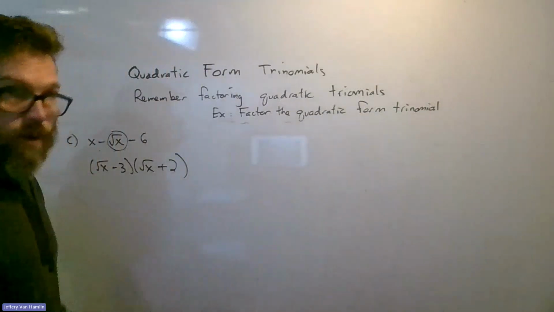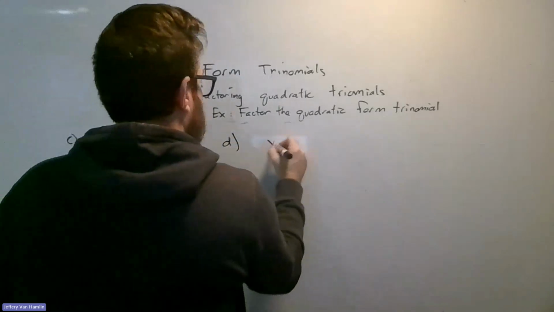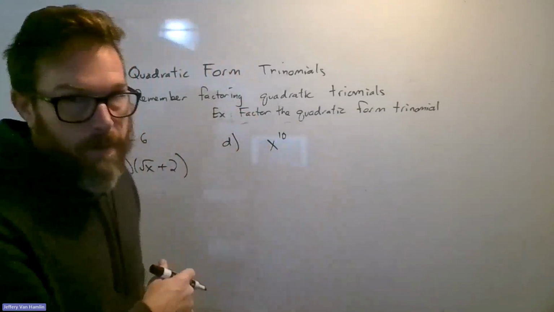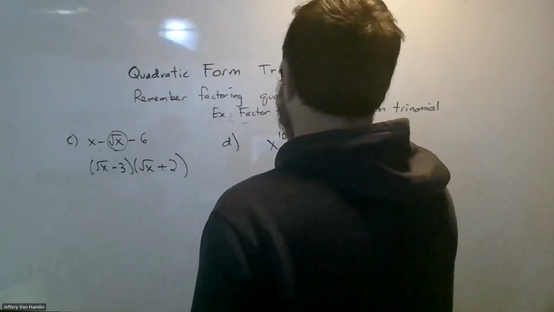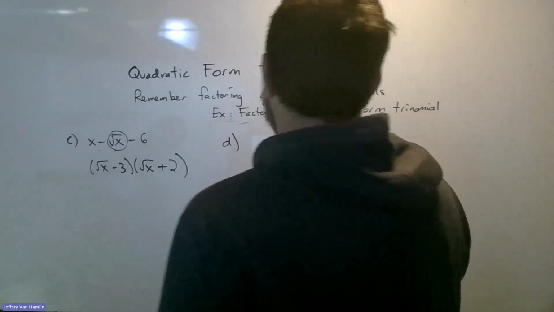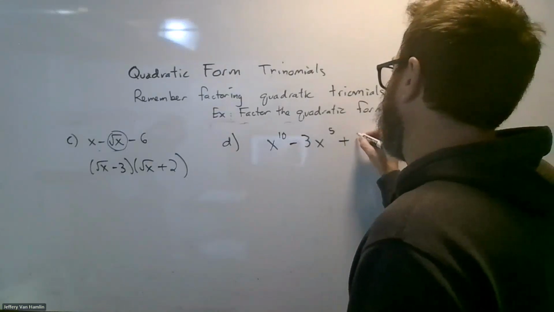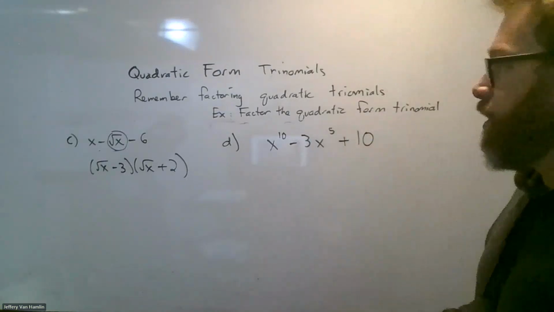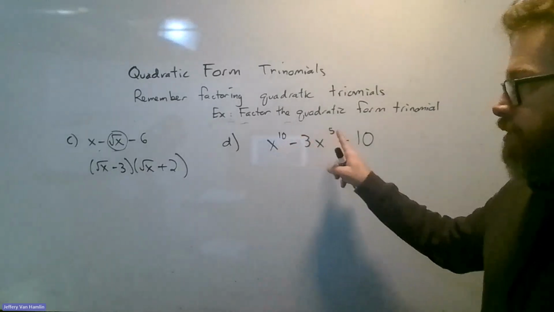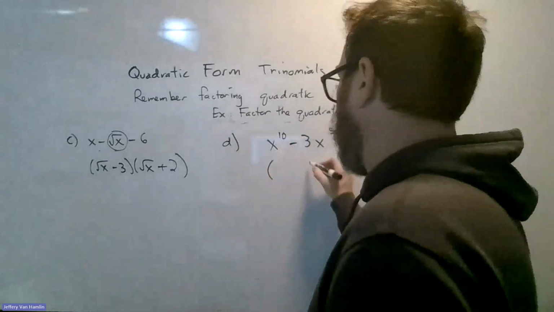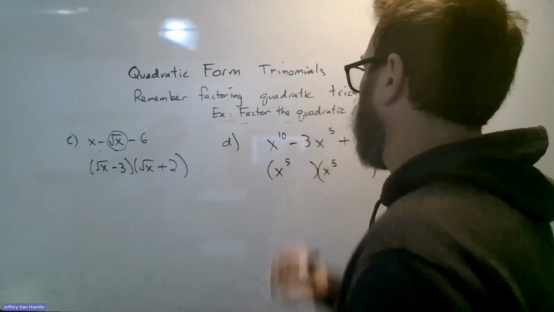And this works, like I said, for really any power. So let's do just one more idea. Let's say x to the 10th, and I'm going to make this thing factorable. So let's say minus 3x to the 5th, and then plus 10. Notice this is still a quadratic form trinomial. That power is twice this power. So I know when I factor this into two binomials, this is going to give us an x to the 5th, and this is also going to give us an x to the 5th.